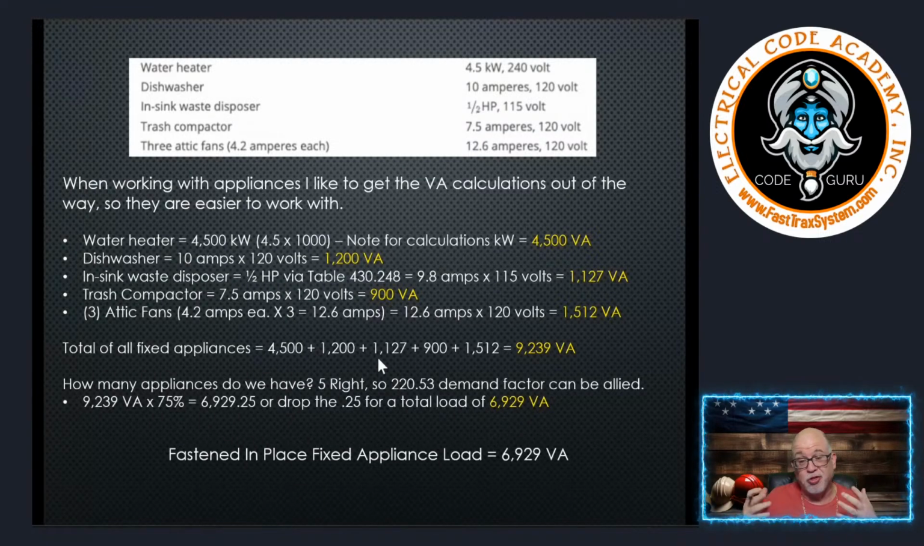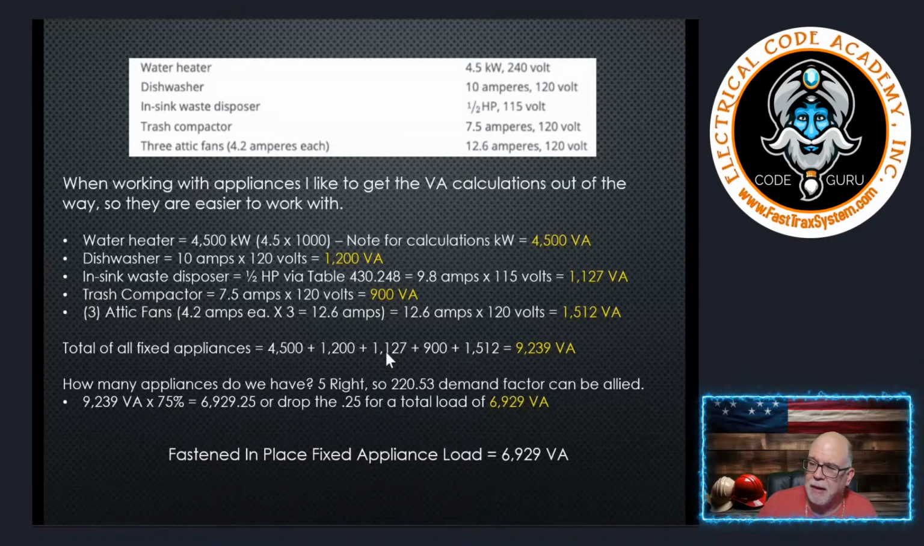Now, that means your service or feeder is going to be larger than it needs to be, right? But you can do that if you want. On an exam, it will be expected for you to know the best possible answer, and the best possible answer means to utilize the allowance for the 75%.